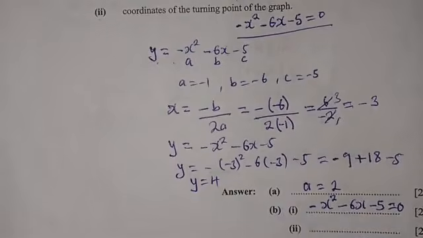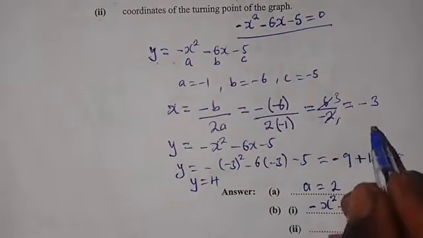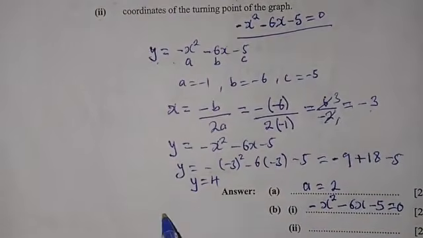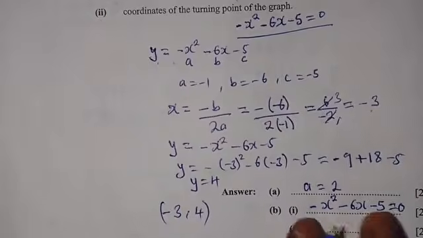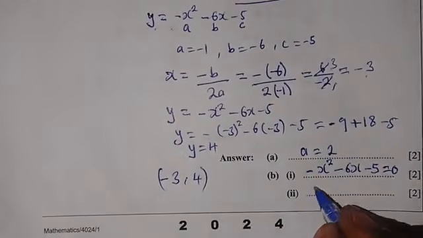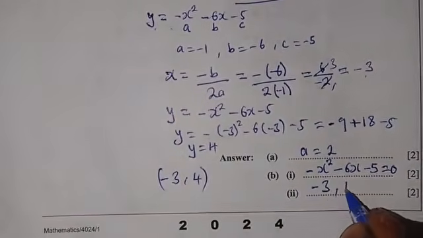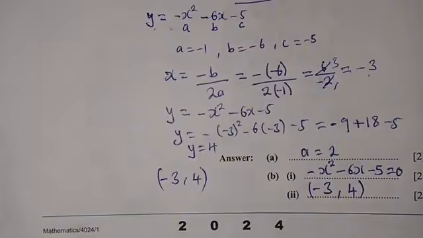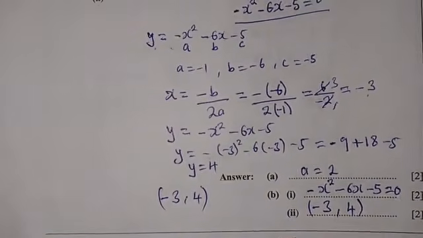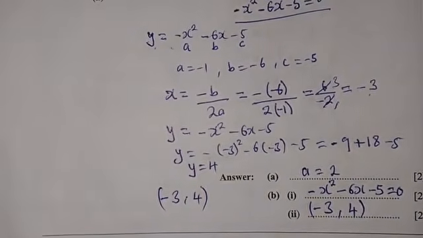Here we get the x coordinate and the y coordinate, and we put them together. This will be negative 3, 4. These are the coordinates of the turning point. So I can write our answer here, negative 3, 4. So this is our answer. We have answered this question. We can now move on to our last question.